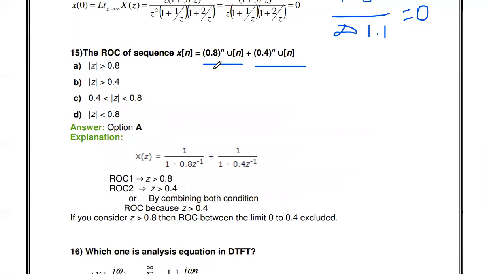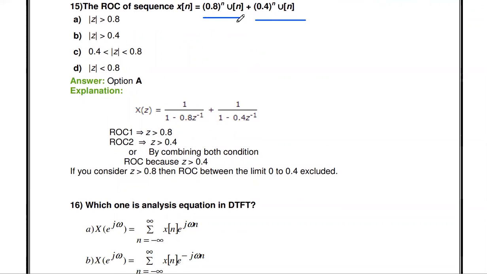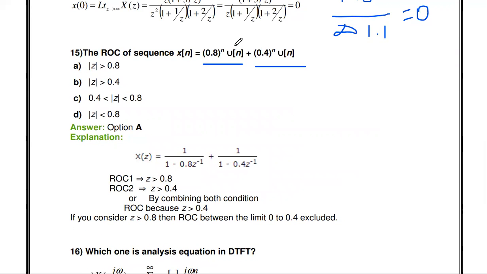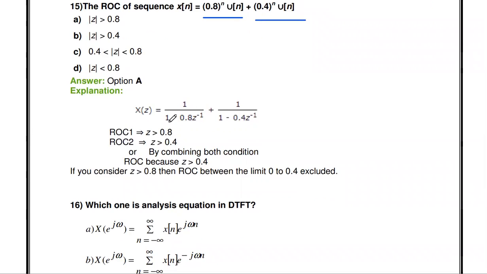For a to the power n u of n, the Z transform can be written as Z by Z minus a, or 1 divided by 1 minus a Z inverse. So for the first sequence 0.8 to the power n u of n, the Z transform is 1 by 1 minus 0.8 Z inverse, or Z by Z minus 0.8. Similarly, for the second sequence, Z by Z minus 0.4, or 1 by 1 minus 0.4 Z inverse. This is the total Z transform of the given sequence.